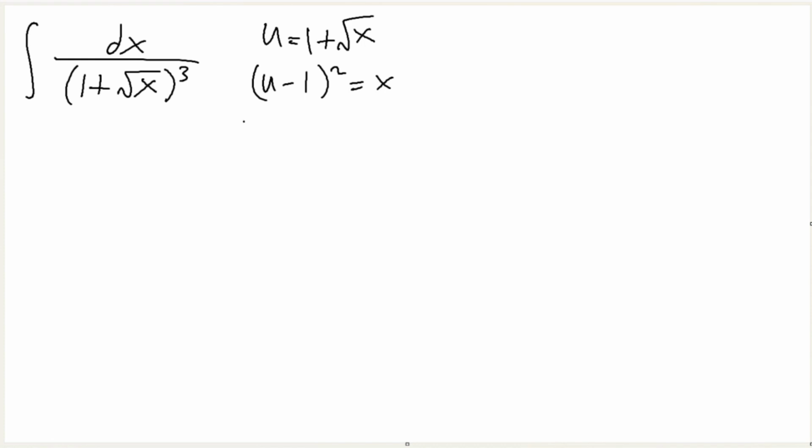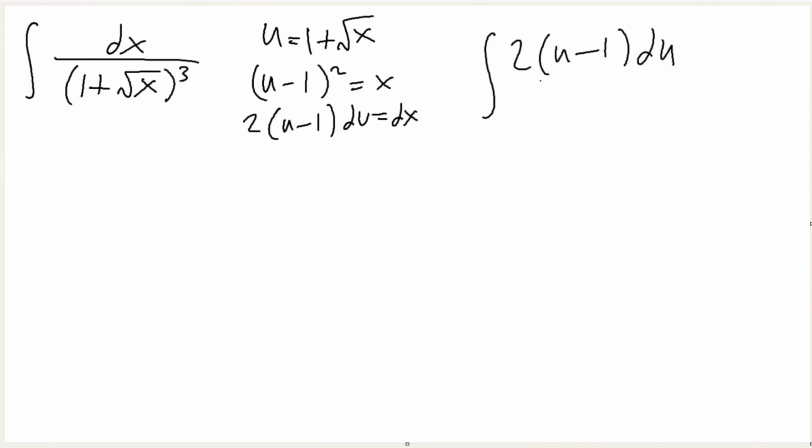So starting simple, u equals 1 plus square root of x, so u minus 1 squared is equal to x. Then the derivative is just 2 times u minus 1 du equal dx. So now we have 2 times u minus 1 du, and then we have u cubed. Okay. So now this just goes on power rule.